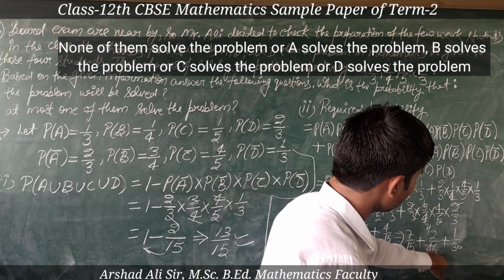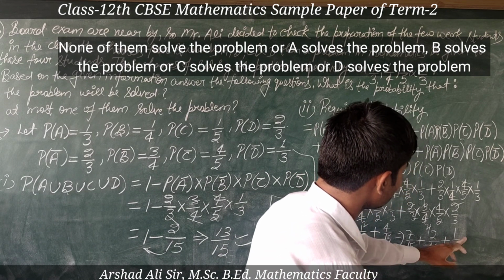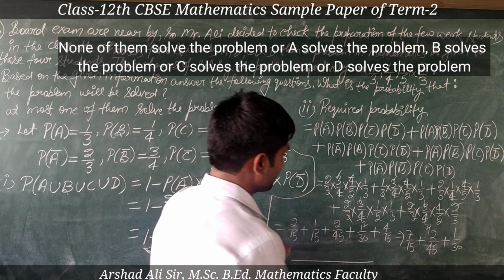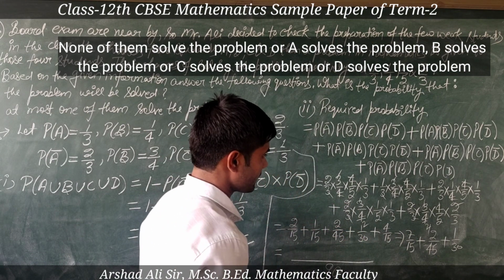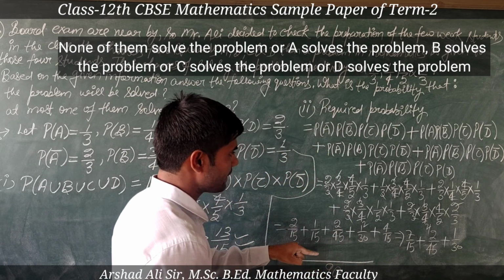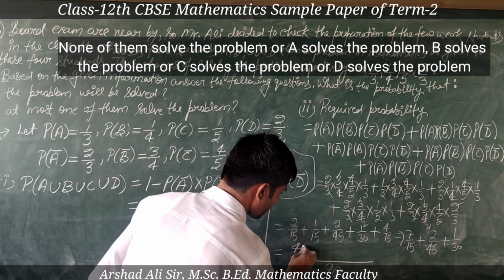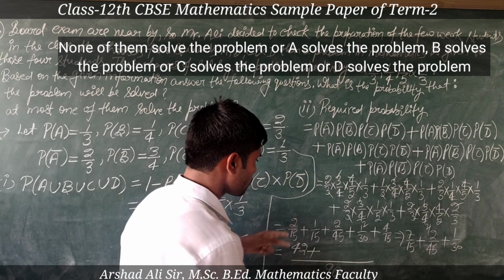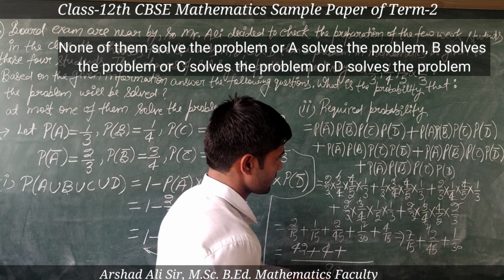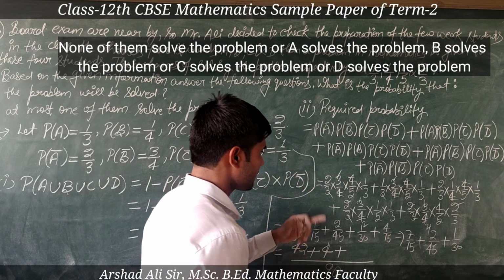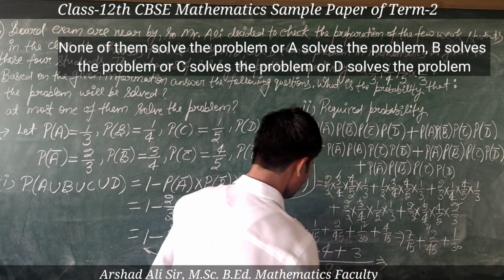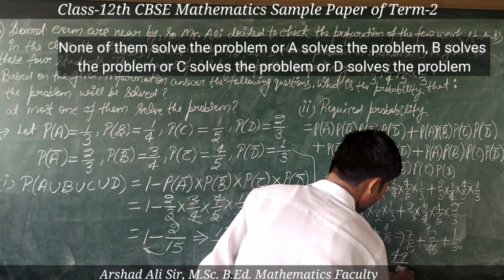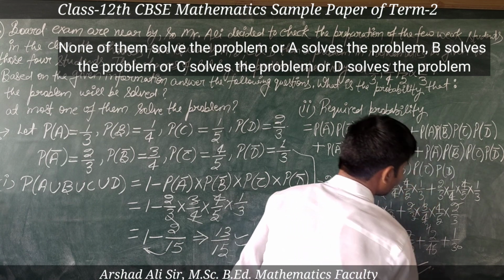15, 45 and 30. LCM of 15 and 30 will be 30, and LCM of 30 and 45 is 90, okay. LCM will be 90. So 15 6s are 90 and 6 7s are 42 plus 45 2s are 90, 2 2s are 4 plus 30 3s are 90, 3 1s are 3. It will be 42 plus 4 plus 3, 49 upon 90 will be the correct answer.